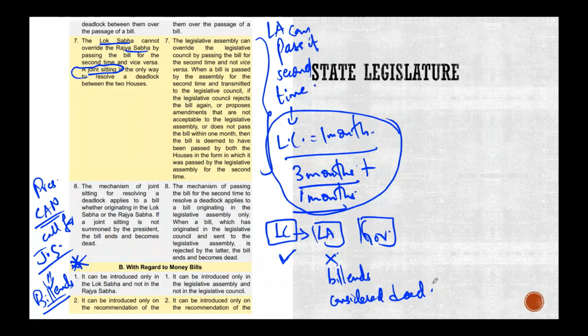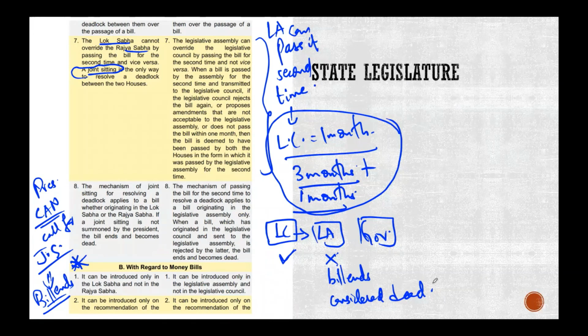So the idea is that the legislative council in the state should not be impeding the activities of the legislative assembly. The legislative assembly should get its way because it is a popularly elected body. Popularly elected means it is elected by the people themselves, right? By the people themselves.